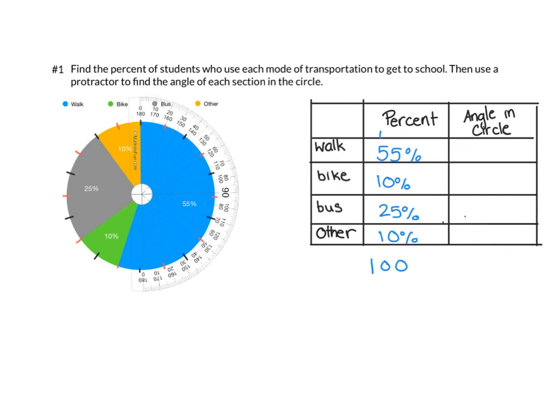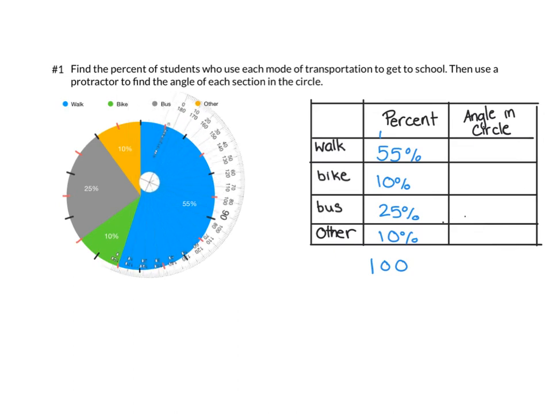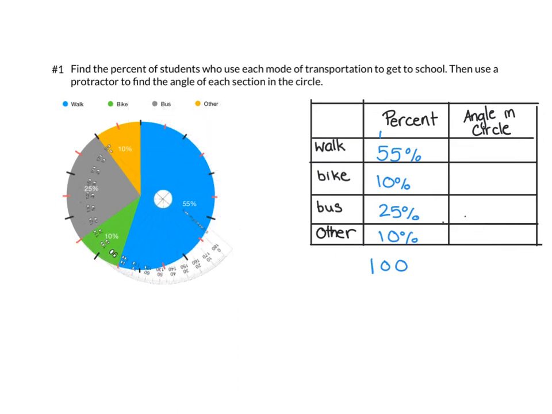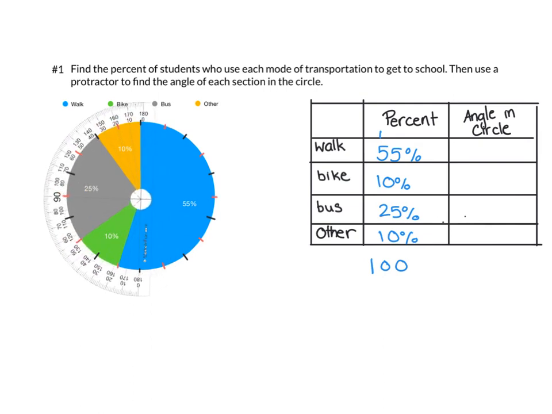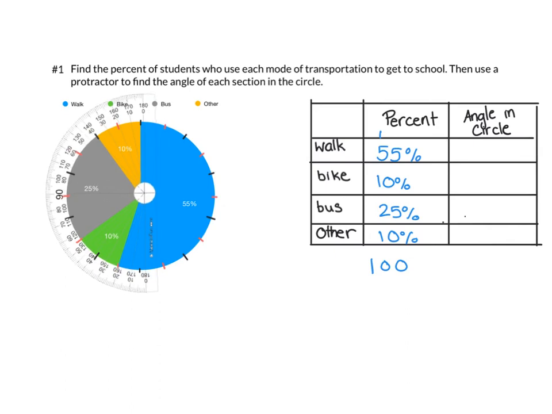The next part is we're actually going to turn our protractor so that it can show us the other leftover part. So I'm just going to line up my other arm here. Yours will work better than mine because yours is an actual object and not just technology.